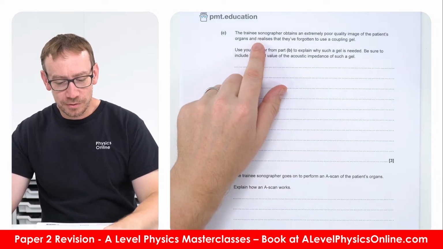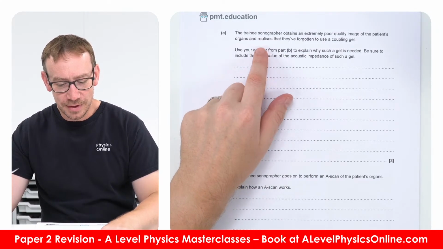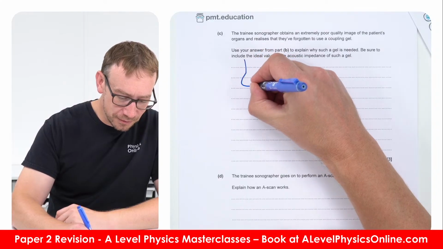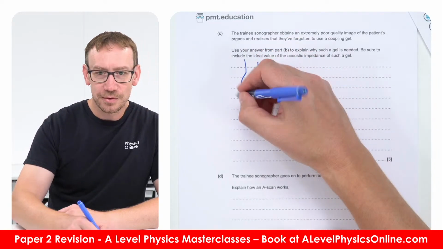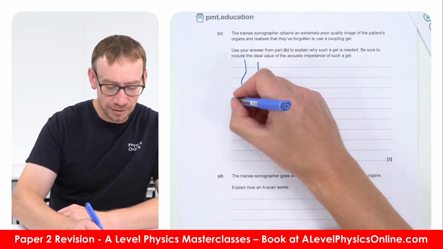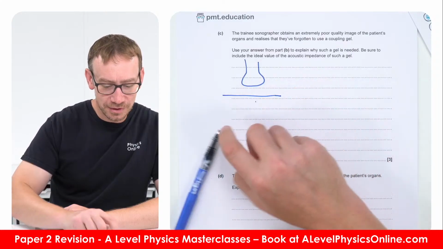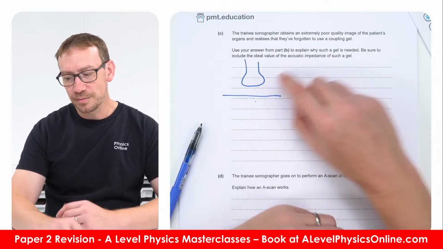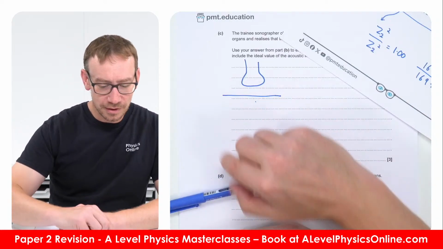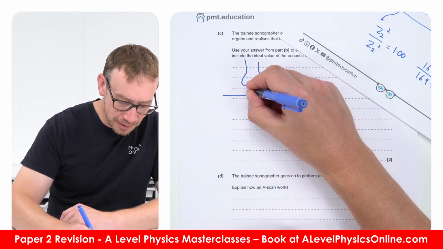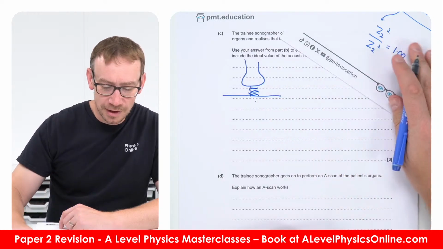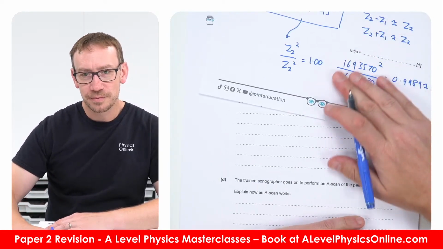The trainee sonographer gets a poor image, then they realise they forgot to put gel. So if this is a transducer for sending out the ultrasound signal, and this is the tissue of the person, if there's an air gap in the middle, all of the signal that comes out is reflected at the boundary and reflects back again, which is what we found out in that previous part of the question.